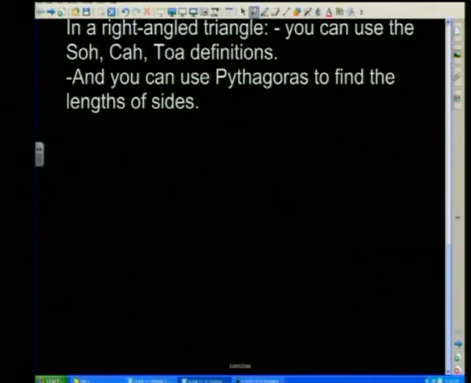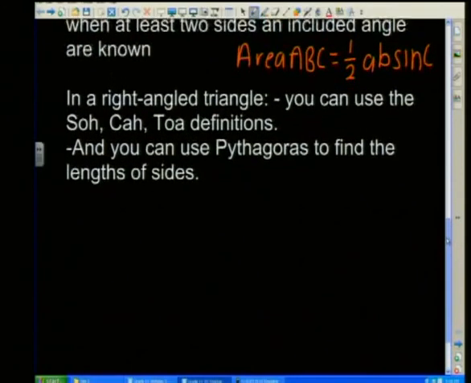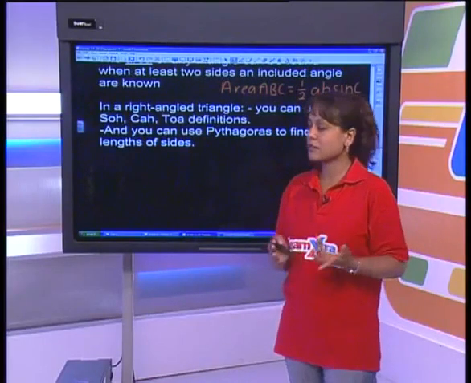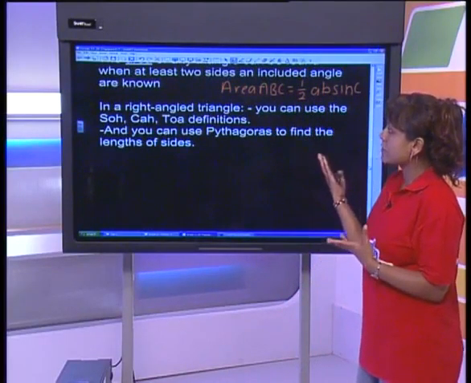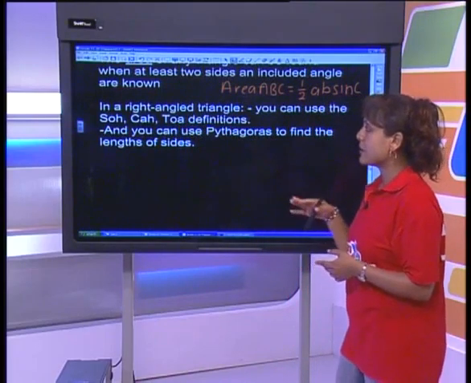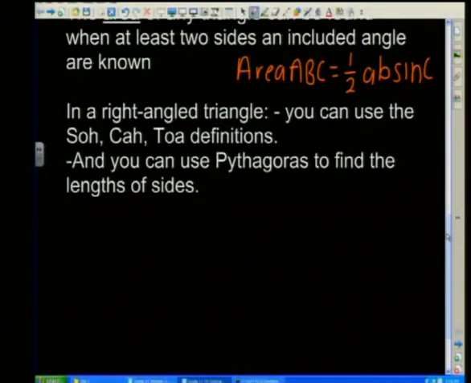All right, then just a reminder, and if you were listening to the grade 10 lesson, you would have picked this up with Dina, but in a right angle triangle, if you want to solve the triangle, you can use your SOHCAHTOA definitions. Remember, sine is opposite over hypotenuse, cos is adjacent over hypotenuse, and tan is opposite over adjacent. All right, so that works in a 90-degree triangle.